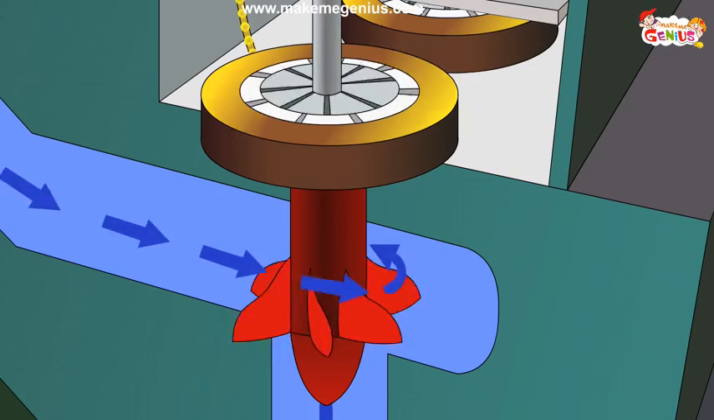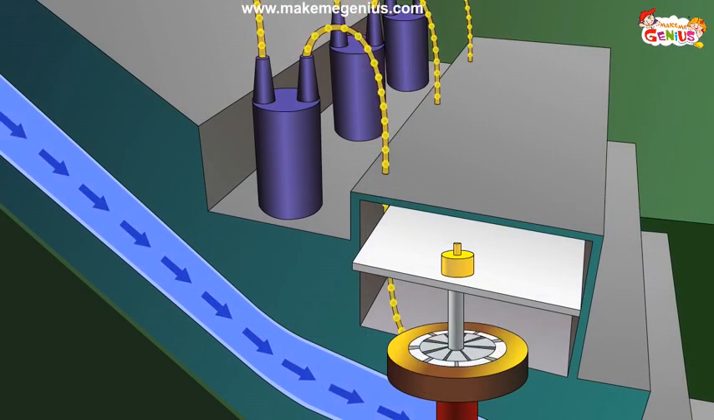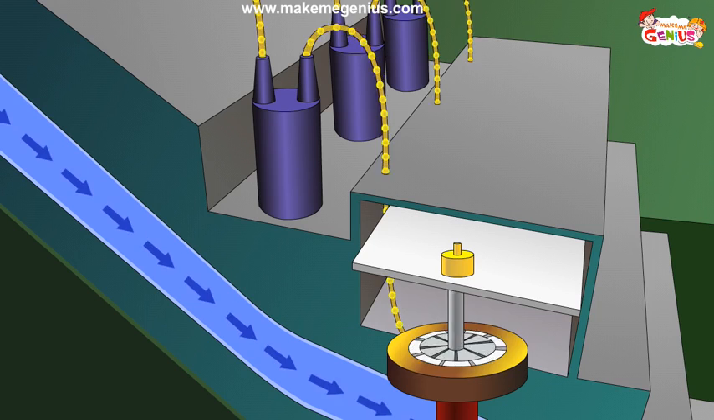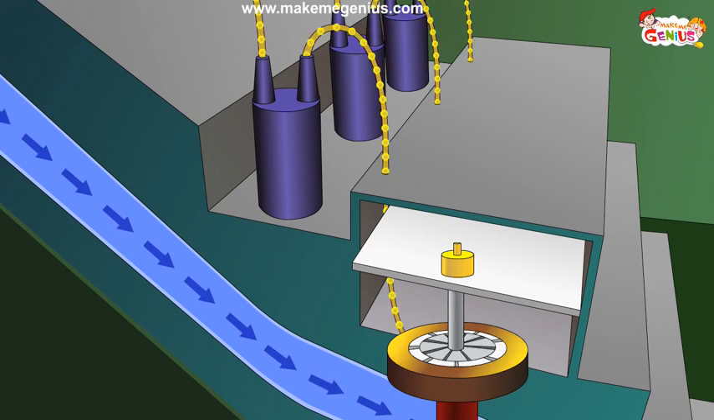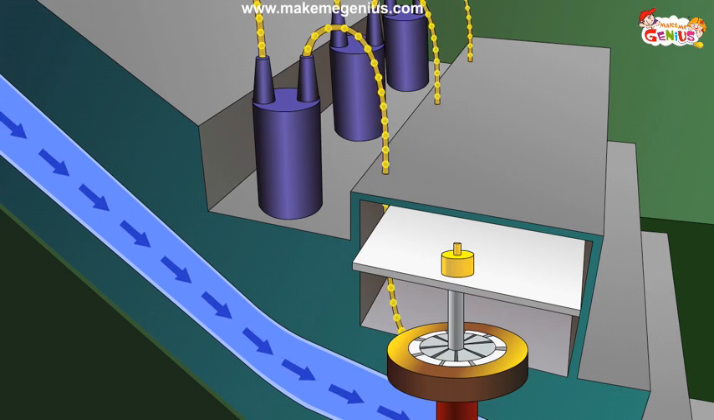And inside the generator, there is a large electromagnet in the coil of copper wire. When this magnet rotates inside the coil of wire, electricity is produced. Then it is sent to our homes through transmission lines. Wow, it is so clear to me. Water from the dam moves the turbine. Turbine drives the generator, and generator produces the electricity.